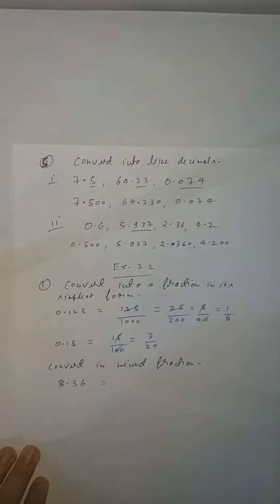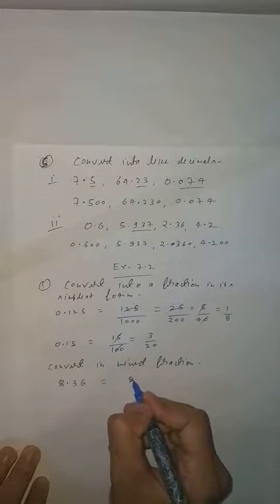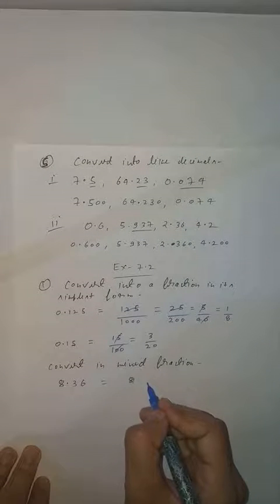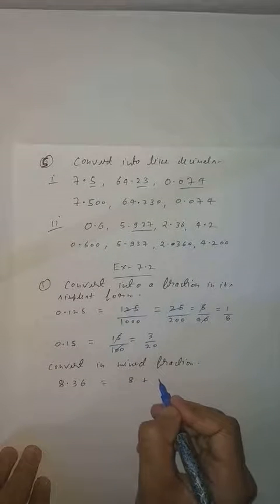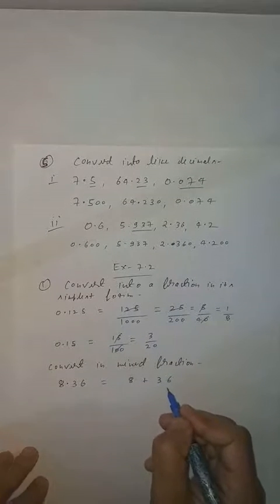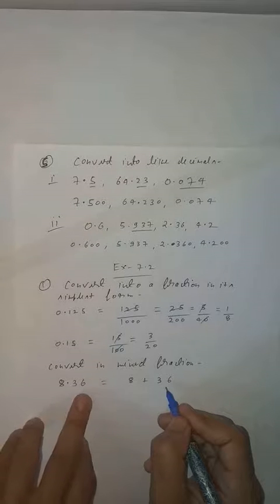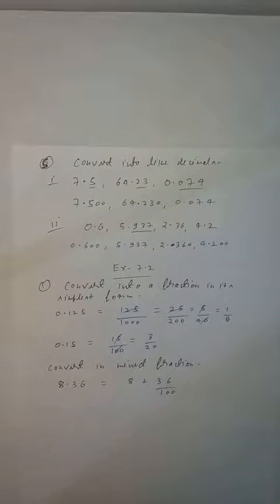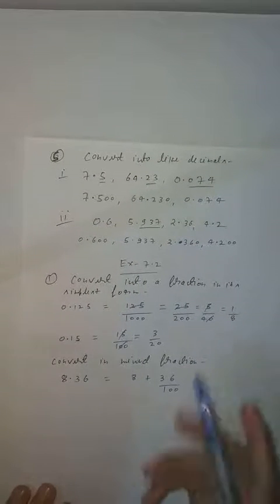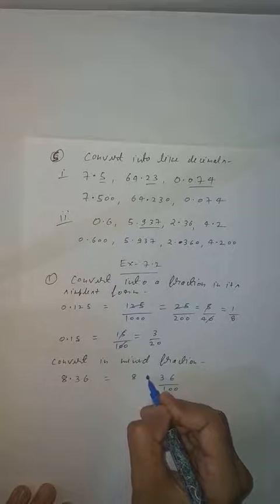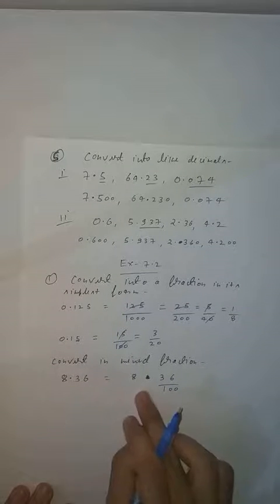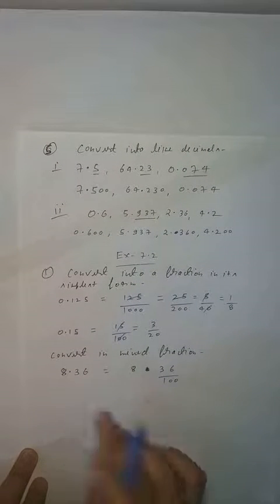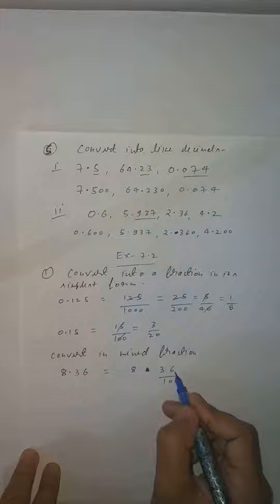8.36. Okay student, now you know that 8 you will write the same. Clear? Now 0.36 is given, 0.36 means you will write plus 36. Clear? Now after the decimal what is given? After the decimal 2 digits are given. Clear student? You will write 100. Okay student? Actually, don't use this plus sign. What I explained, 8 you will write simply, and 36 is given. So after the decimal 2 digits, you will write simply 36 over 100.